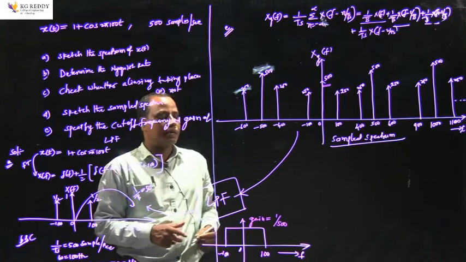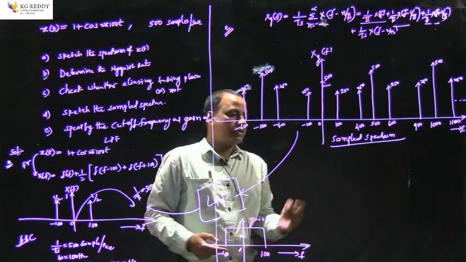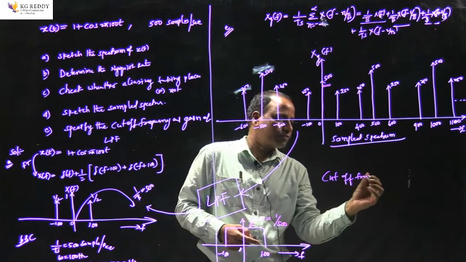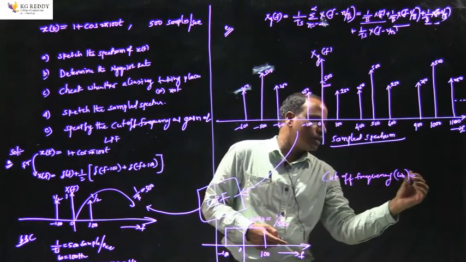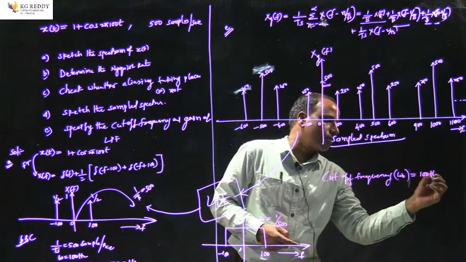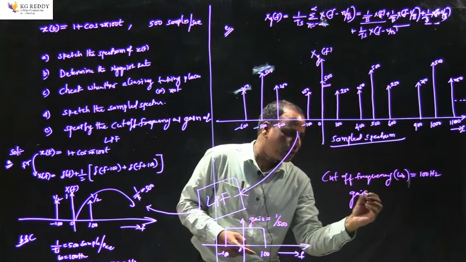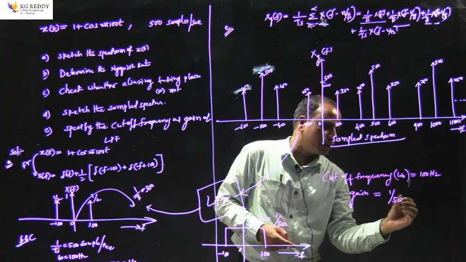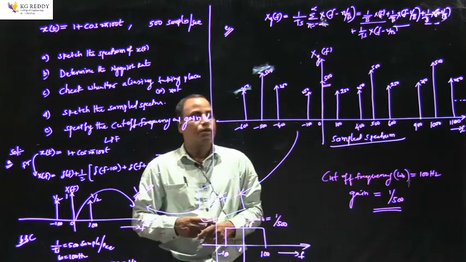So we need to design a low pass filter with a cutoff frequency omega naught, and the gain of the low pass filter should be designed as 1 by 500. Then only can we reconstruct the original spectrum from the sample spectrum.